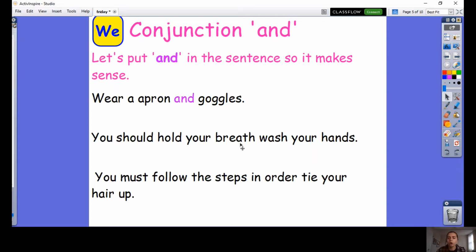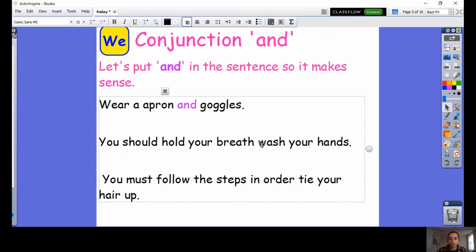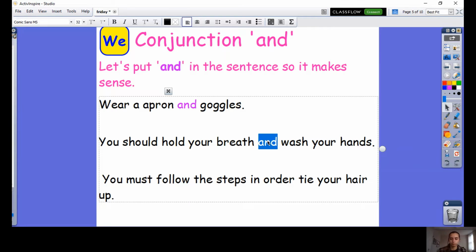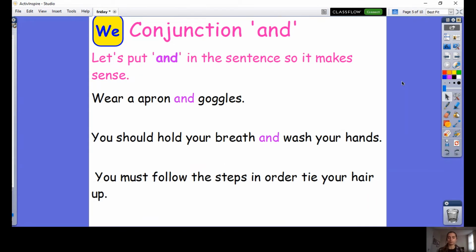You should hold your breath. That's my first tip. So that means my conjunction "and" needs to go after breath. Well done if you got that one right. Let's go to our last sentence.